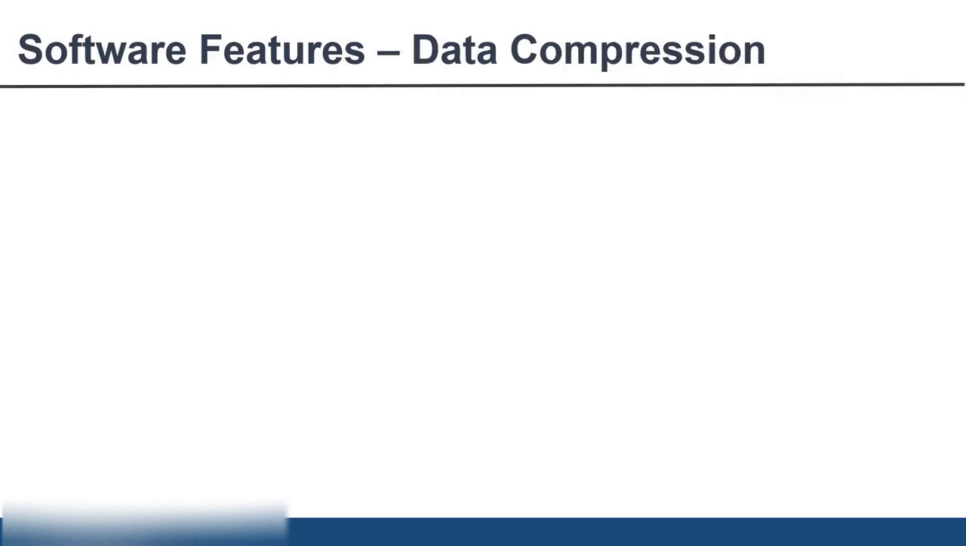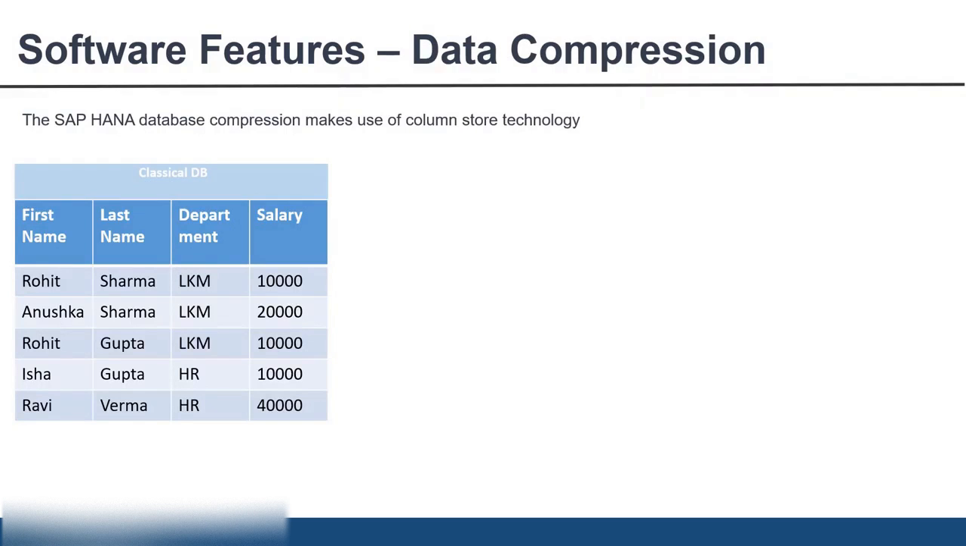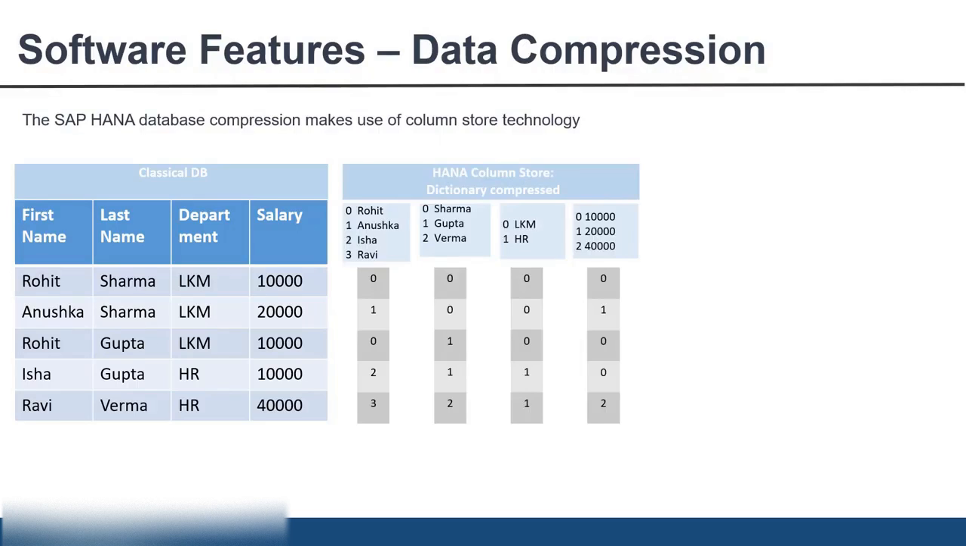So how will it? For example, if you want to store this column store table in HANA system, this table has 4 columns: first name, last name, department and salary. Under first name, you have values like Rohit, Anushka, again Rohit, Isha and Ravi, and different values in last name, department and salary columns. The system will run certain compression algorithms at the backend automatically, and it will compress the data automatically. For example, you can see over here a dictionary compression algorithm is executed.